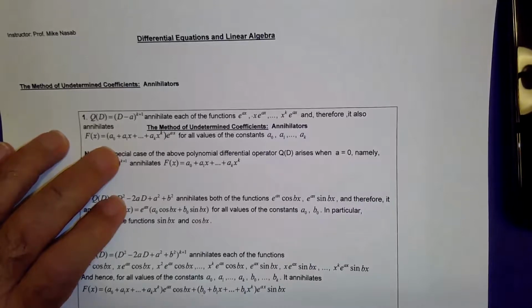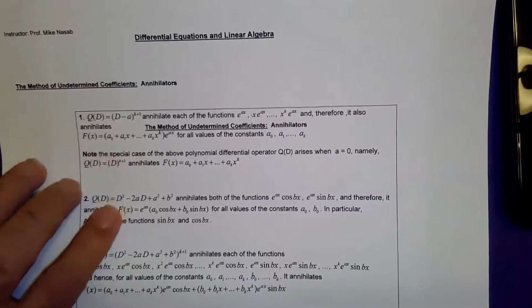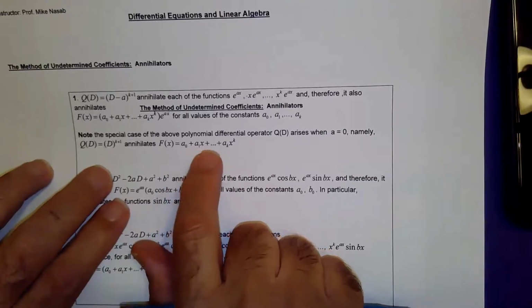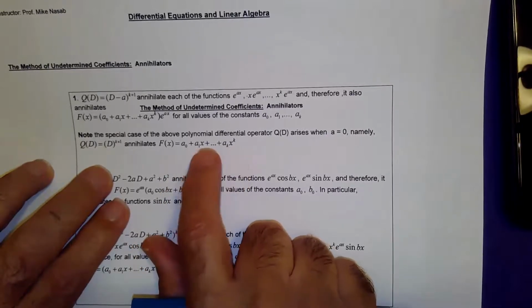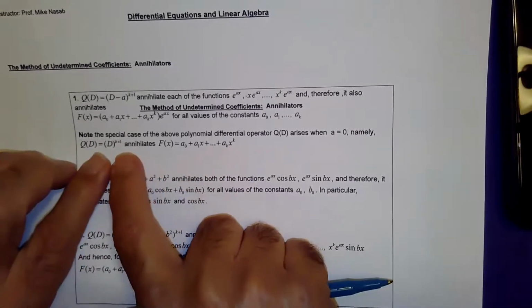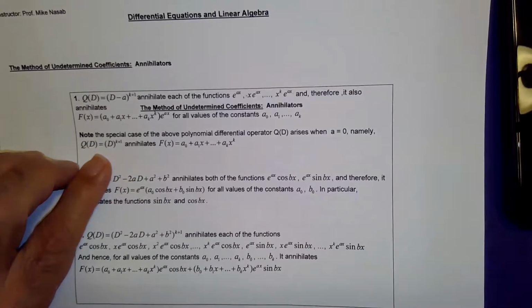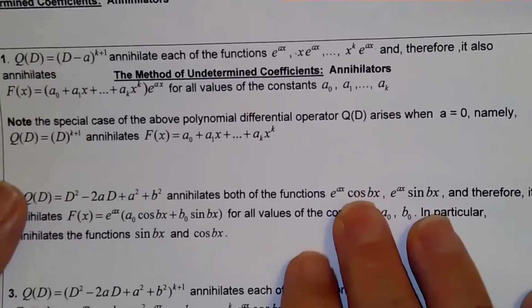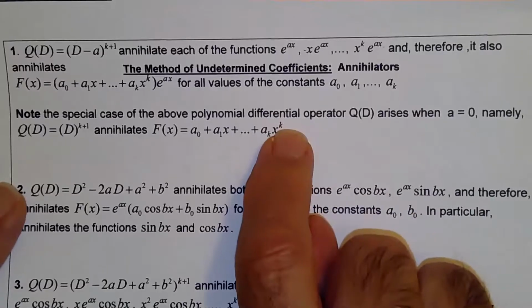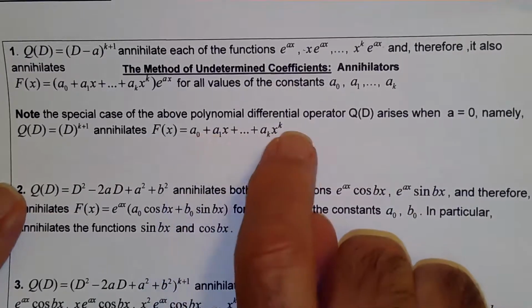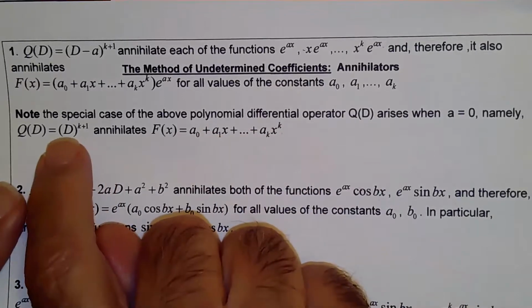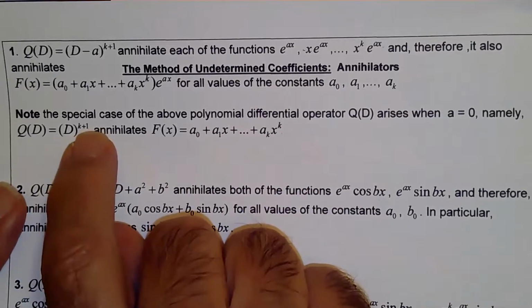That's our first step. Then the question is, what if I have a polynomial, no exponential? Answer, the annihilator is D to the power of k plus 1. Let me just zoom this. k is the highest power, the degree of your polynomial. So the annihilator is D to the power of k plus 1. Okay.